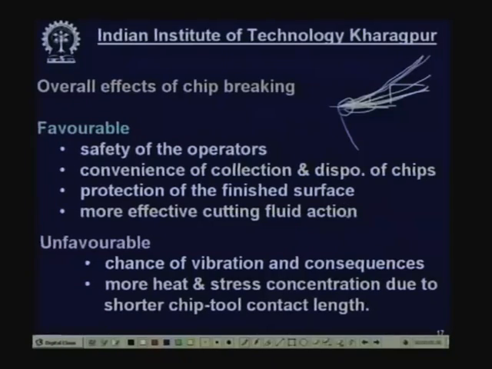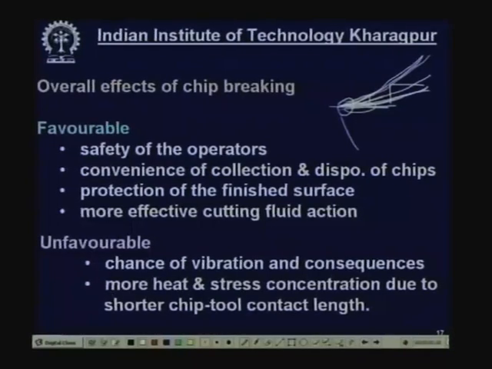As a result, the tool life will be higher, the cutting power consumption will be reduced, etc. But what are the unfavorable effects? Since the chip is growing and breaking, coming out and breaking, there will be fluctuation in the cutting force. As a result, some vibration may take place, and consequences like damage of the tool, fatigue failure of the tool, or damage of the machine tool may creep in.